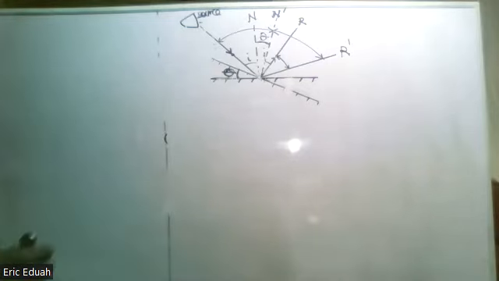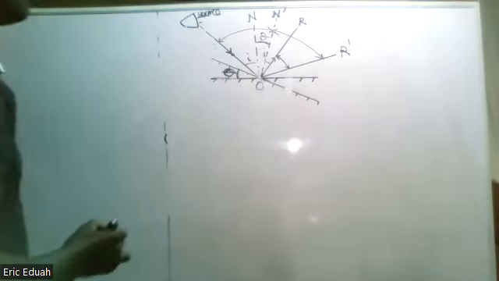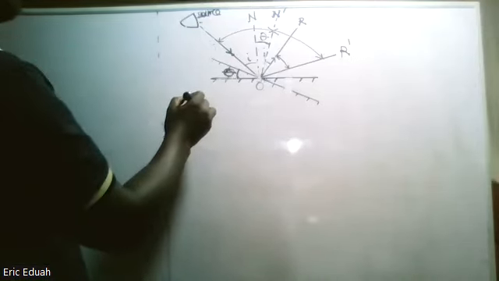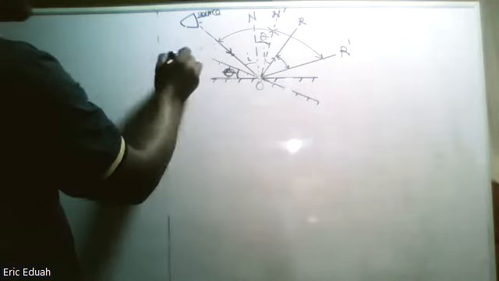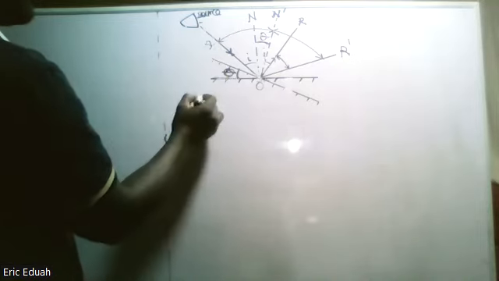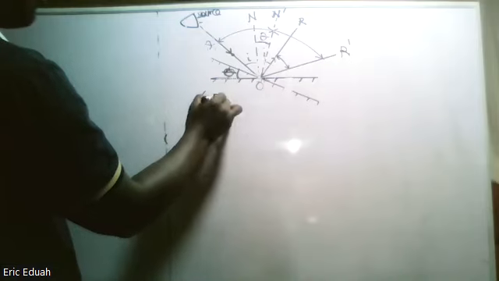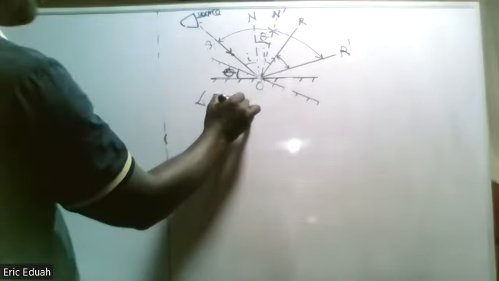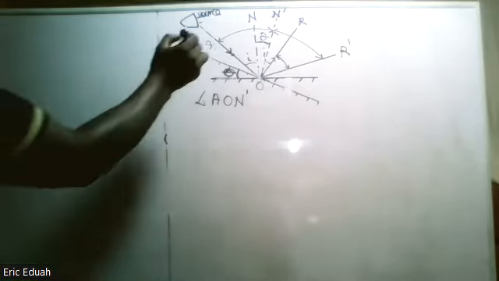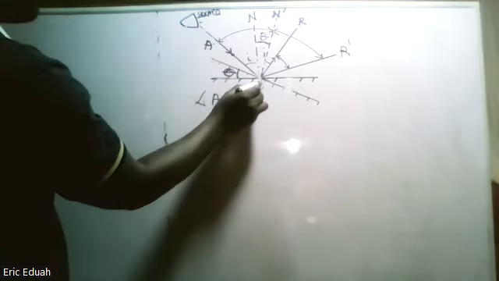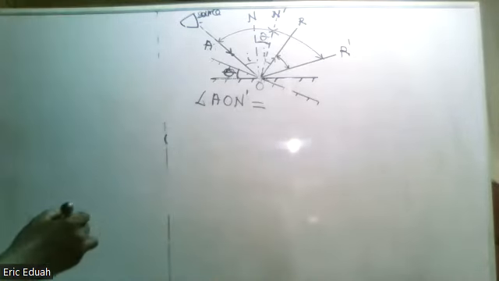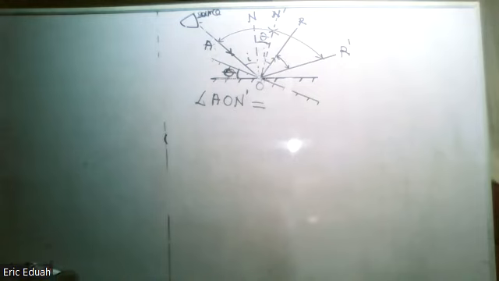Can somebody help me? Assuming this is O, and this is A, we are looking for the angle AO N prime. What will this angle be? This is the angle of incidence to the new normal. I want somebody to look at it and help me.